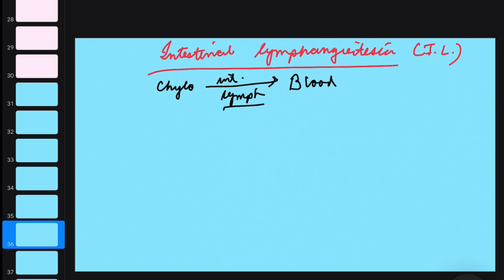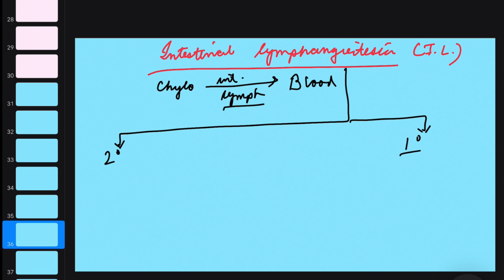Okay, this is the physiology. Now, what is the problem over here? Intestinal lymphangiectasia basically means that there is some problem with the intestinal lymphatics. What exactly is the problem? The problem can be something secondary or something primary. Primary is what we are more interested in, but let's see what the secondary thing is.